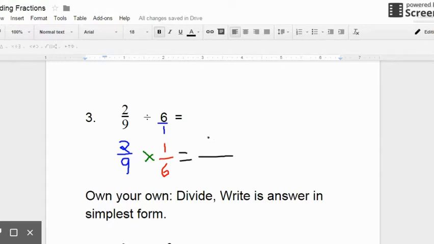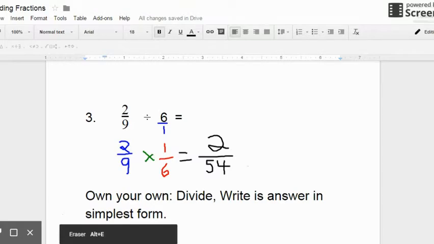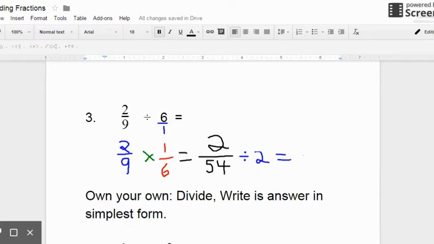2 times 1 is 2. 9 times 6 is 54. The problem that comes with method 1 is we start to get big numbers like this. Now the 2 is on top and the 54 is on bottom. This isn't too terrible because they're both even, so they can be divided by 2. Go ahead and make our fraction bar. 2 divided by 2 is 1. And then here's where the trouble comes in. What is 54 divided by 2?